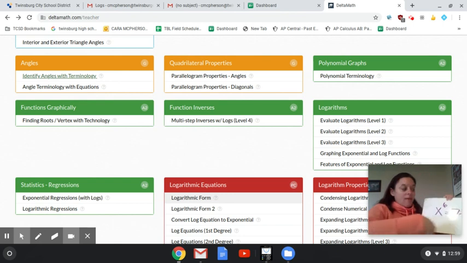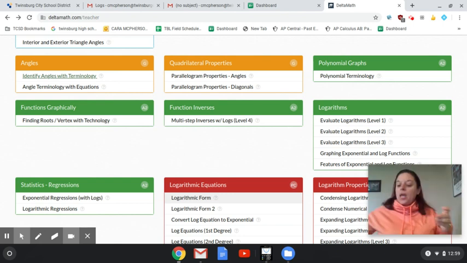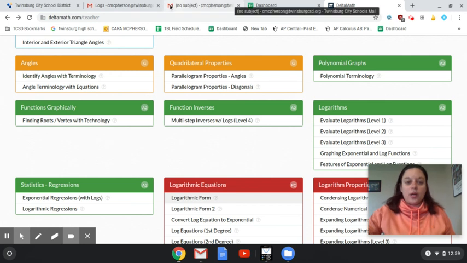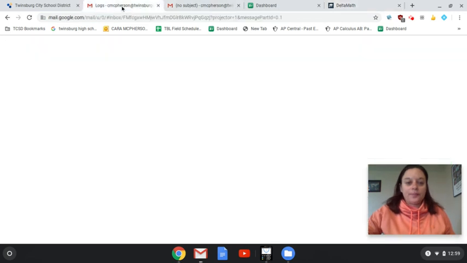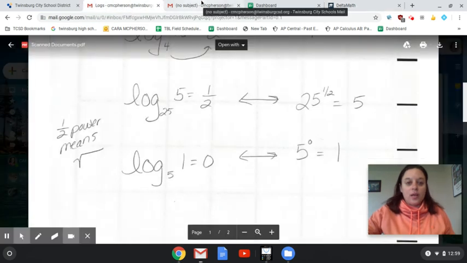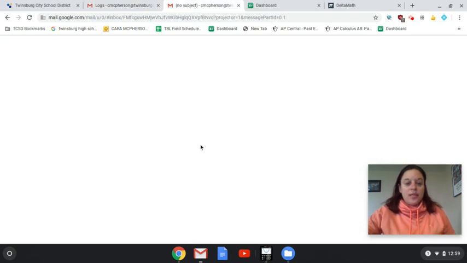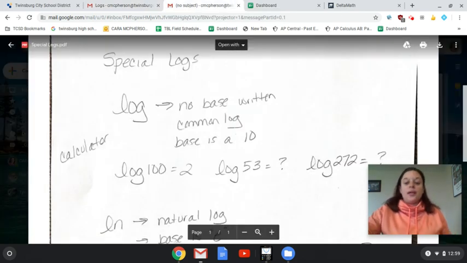The other part today is that there are a couple special logs that we can do on a calculator. And I have them here. There are two special logs. So you might have looked at your calculator before and seen a log button and thought, well, what does that mean in terms of math?